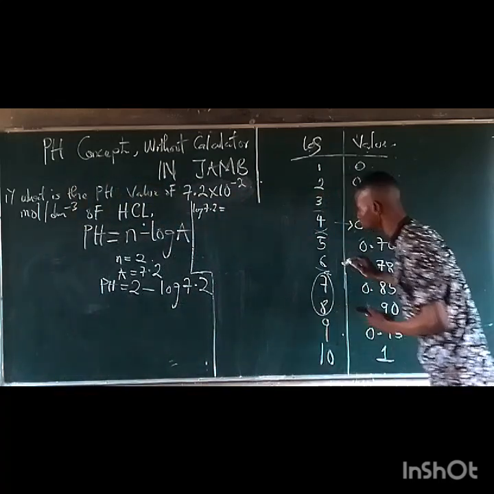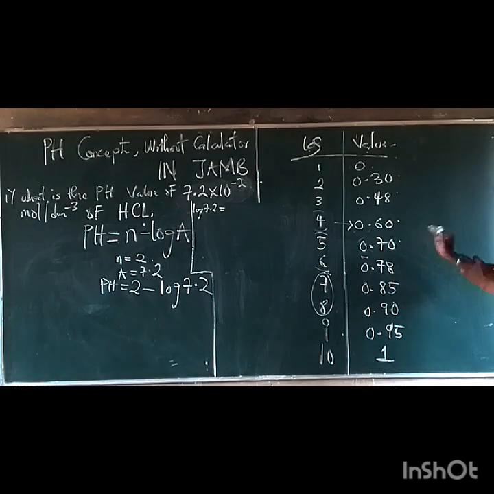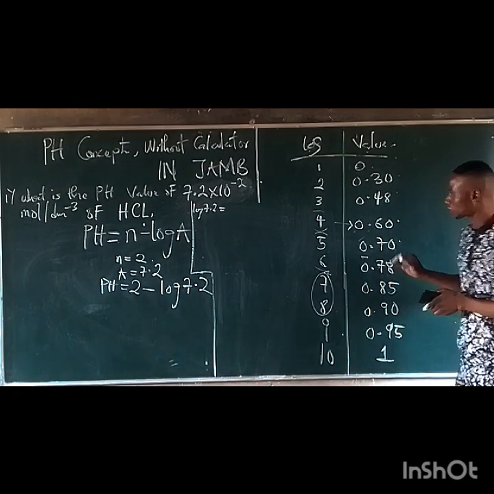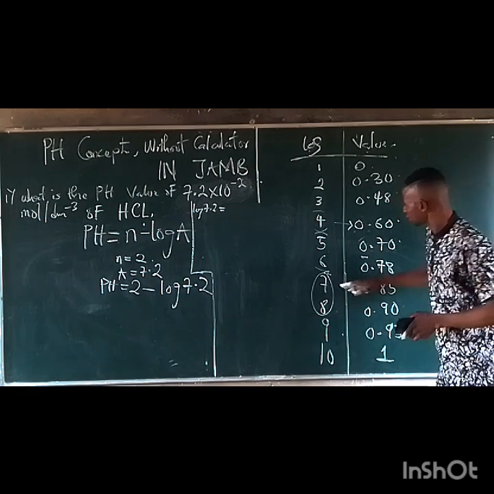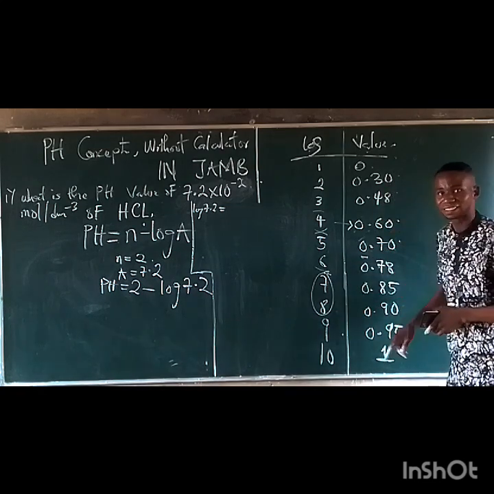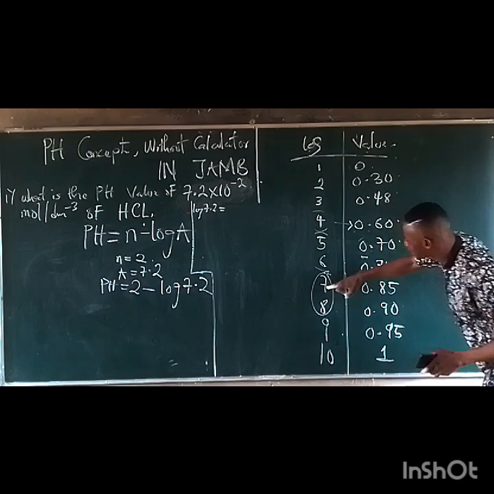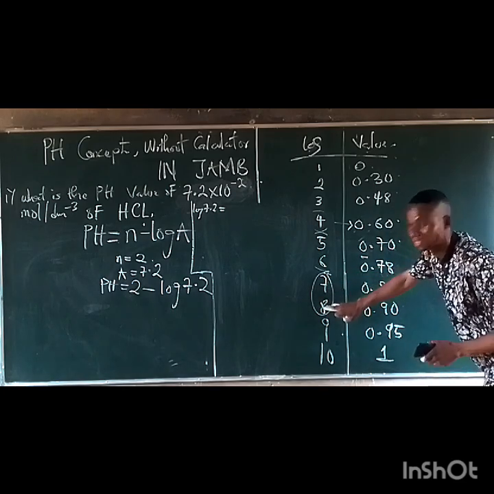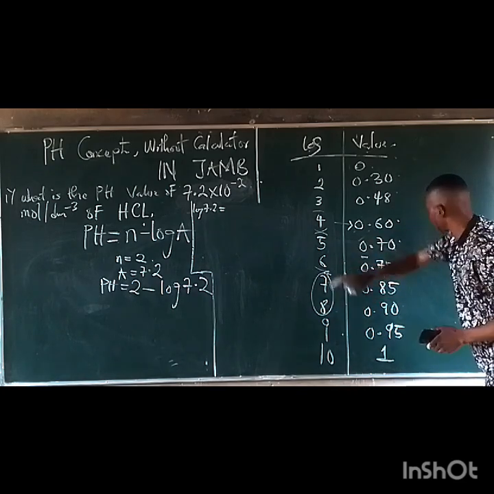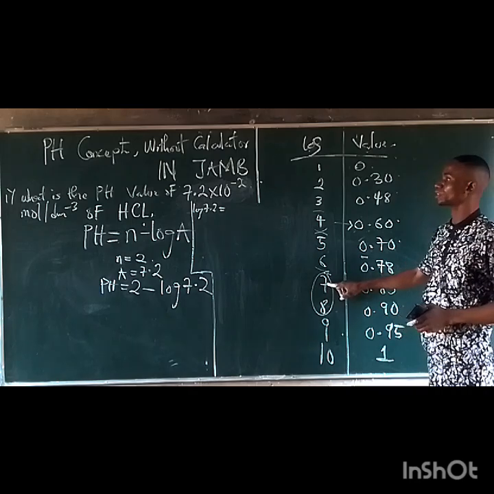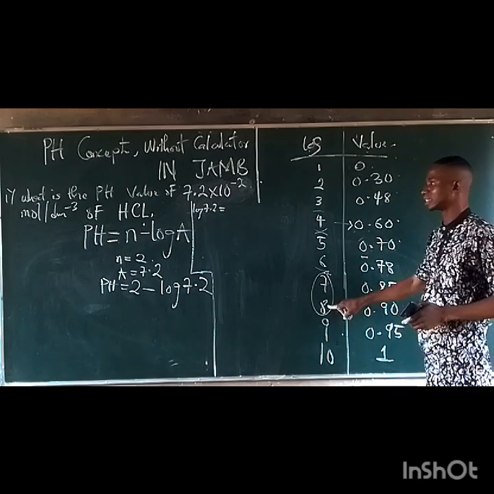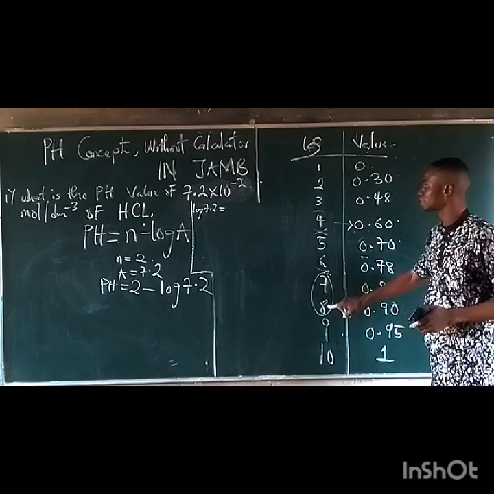Listen to this place very well. I'll calm down and explain this place because if you do not watch this place very well, it will confuse you. So I'm going to calm down and explain it. 7 and 8. This thing is between 7 and 8. Take note of that. I repeat again. This thing is between what? 7 and 8. 7 and 8.